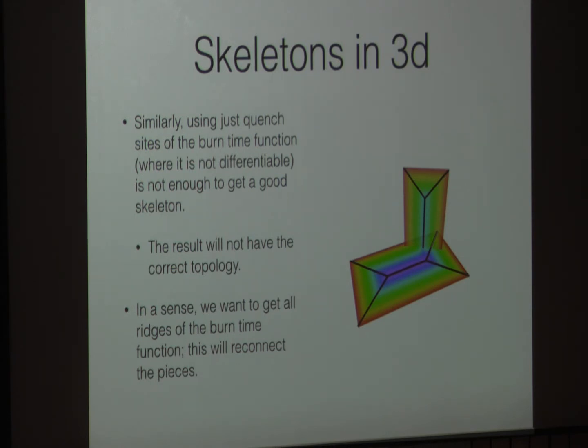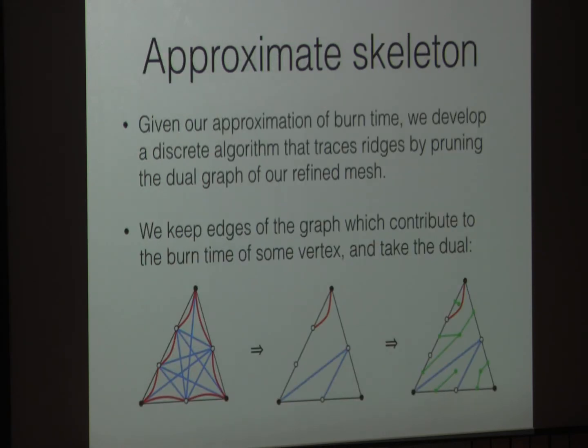The interesting thing though is here's where our approximation saved us. Given our approximate burn time, we keep what we call the burn edges, the ones that actually contribute to burn time, that's the red and the blue ones that have stuck around. Some of them are going to be interior to a triangle, some of them are going to be boundary. It doesn't really matter. So if we just keep the ones that in some sense realize burning, we can dualize, and that's the green over here. That is an approximation of what we're looking for.